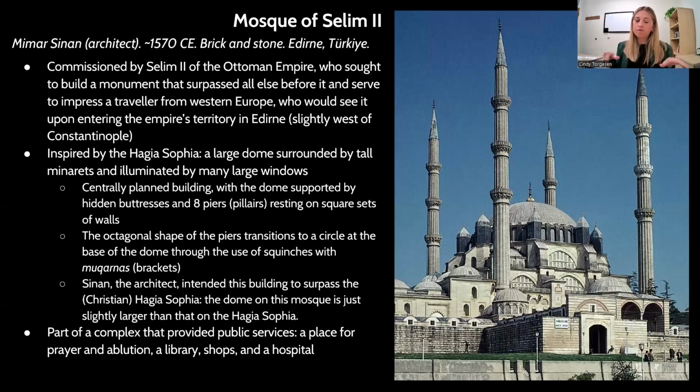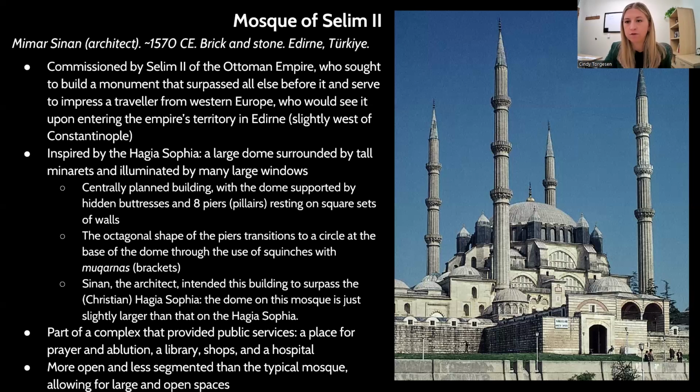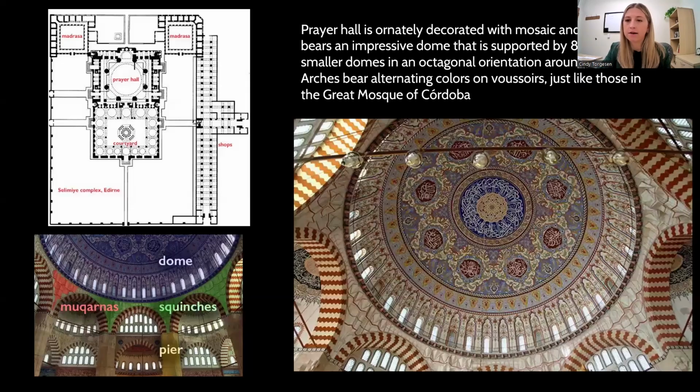However, on the exterior of the space, there are complexes that are meant to provide public services. So there's places for prayer and ablution. There's a library, there's shops, a hospital, lots of different spaces here to perform different functions for the community. This is more open and less segmented than a typical mosque is. And the interior really gives you that sense. We'll look at an image where the dome is. It's a very large, airy space.